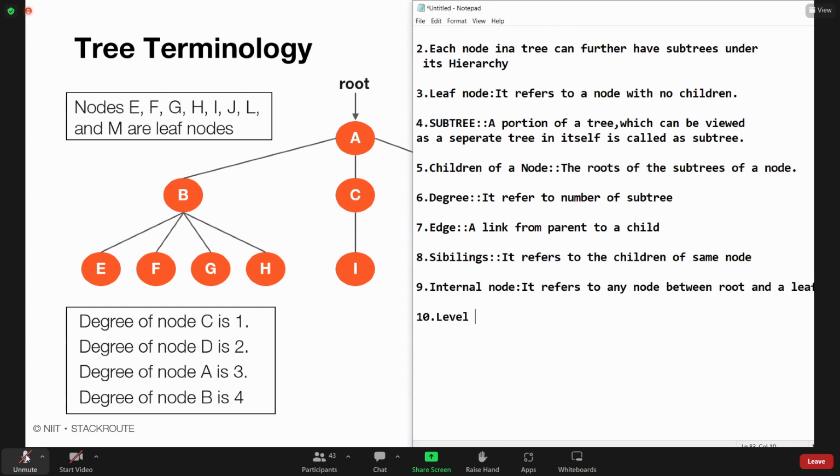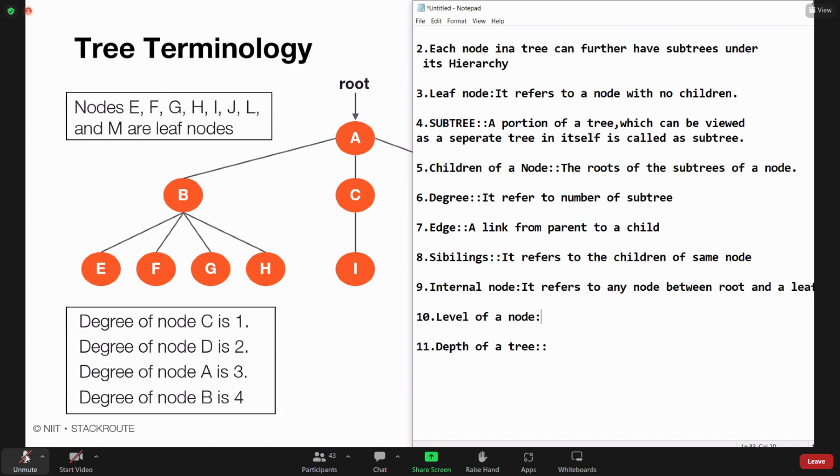The next technical term I would like to say is level of a node. The last term, which is very important, is depth of a tree. This is level of one particular node, whereas for a whole tree, we will consider it as a depth.